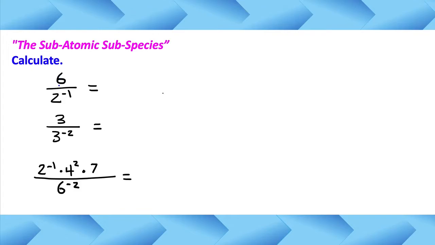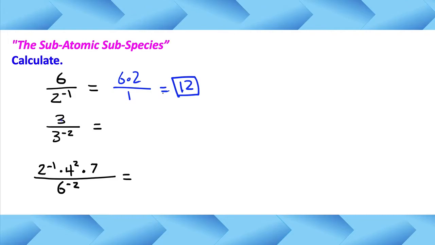So here we go. We have 6 over 2 to the negative 1. So we got to do a rewrite here. Remember, a negative exponent means it doesn't want to be on that side of the fraction bar, so we got to move it to the other side. So that would be 6 times 2 over 1. So basically 6 times 2 over 1 means this thing turns into a 12. All right, that's not too bad.